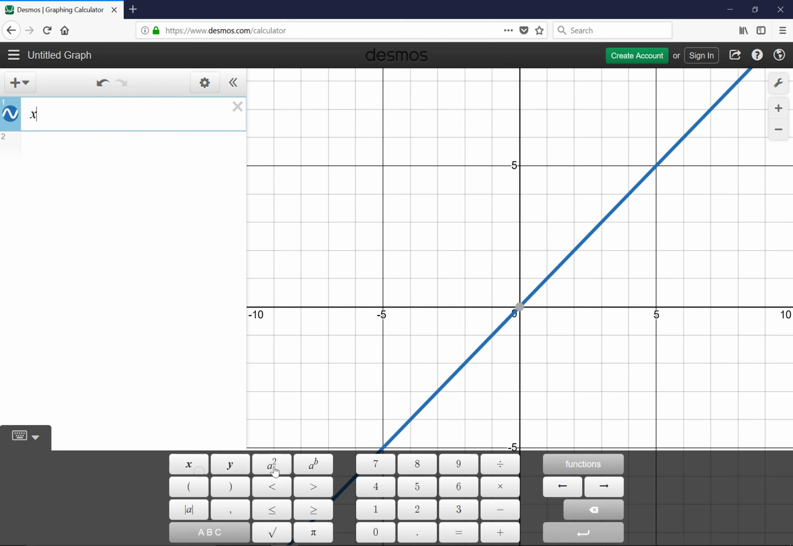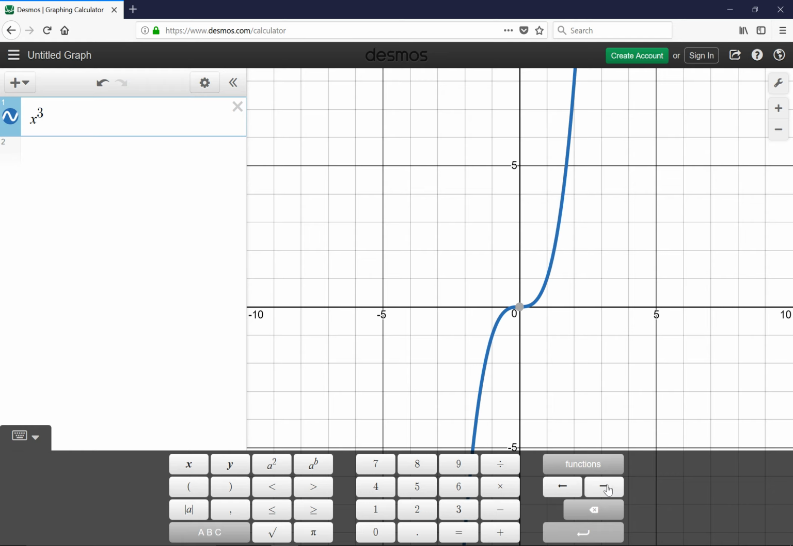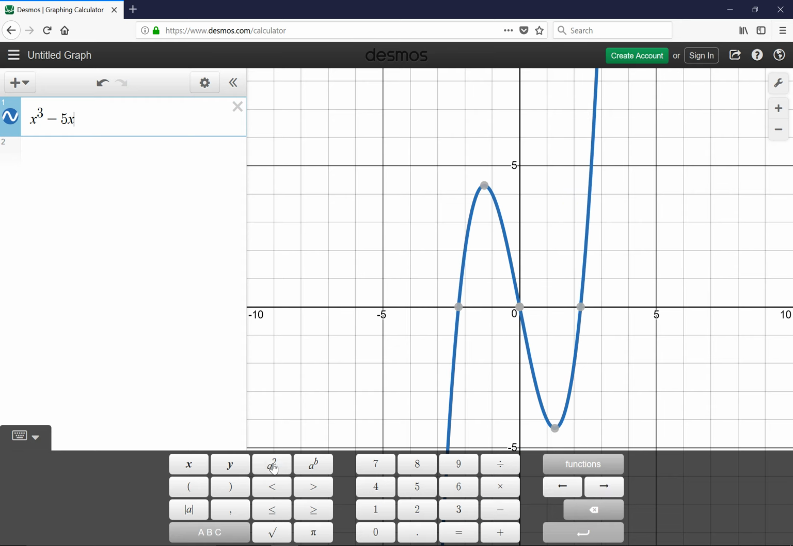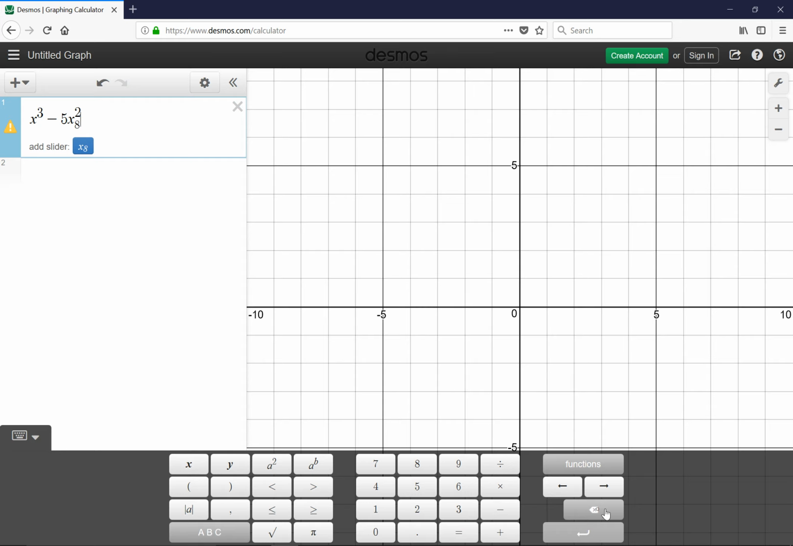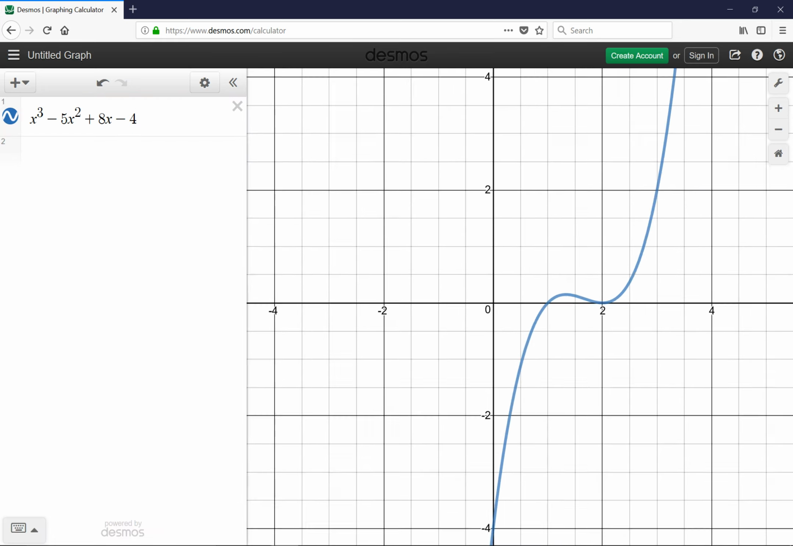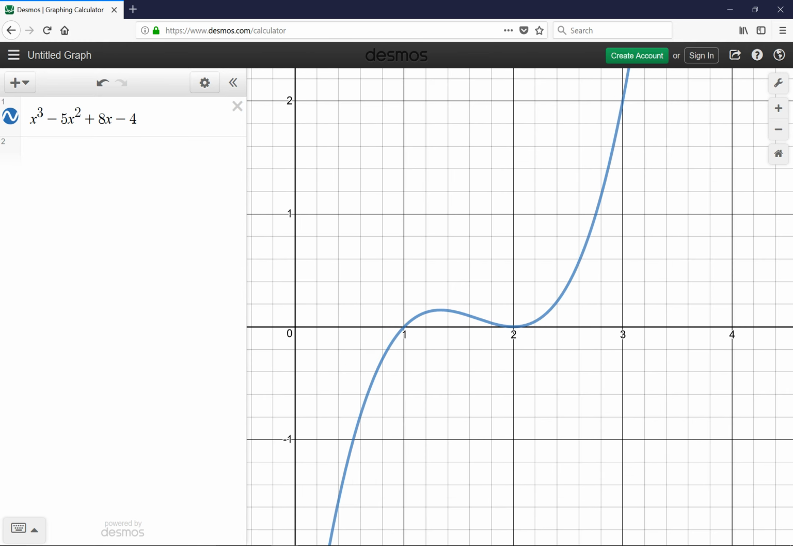So, I'm just going to go ahead and graph this thing just for a good time. So what was it, r cubed, minus 5r squared, and then plus 8r, minus 4. Bam! Oh, that's hot. Whoa! What's that? 1 and 2, yeah.